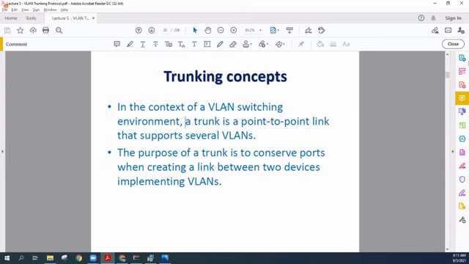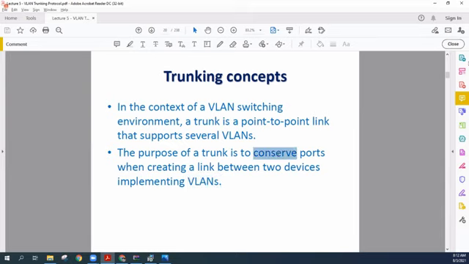In the context of the VLAN switching environment, a trunk is a point-to-point link that supports several VLANs. Once you look into that particular diagram, you can see there's a link between two switches, but it supports multiple VLANs. The purpose of the trunk is to conserve ports when creating a link between two devices implementing VLANs.